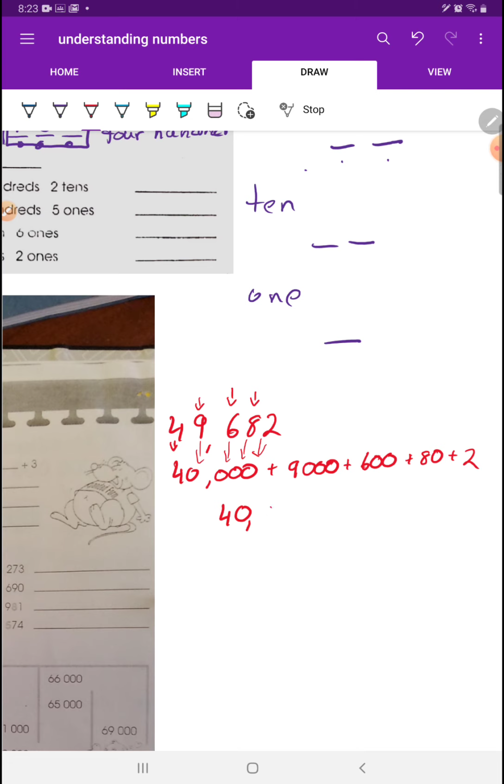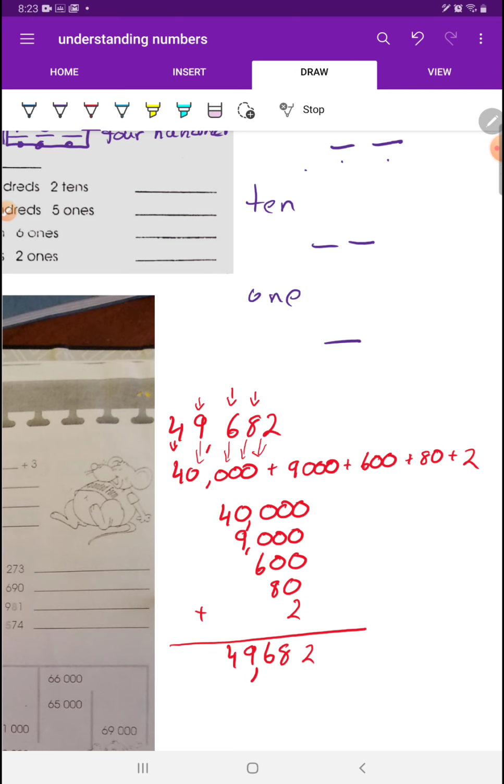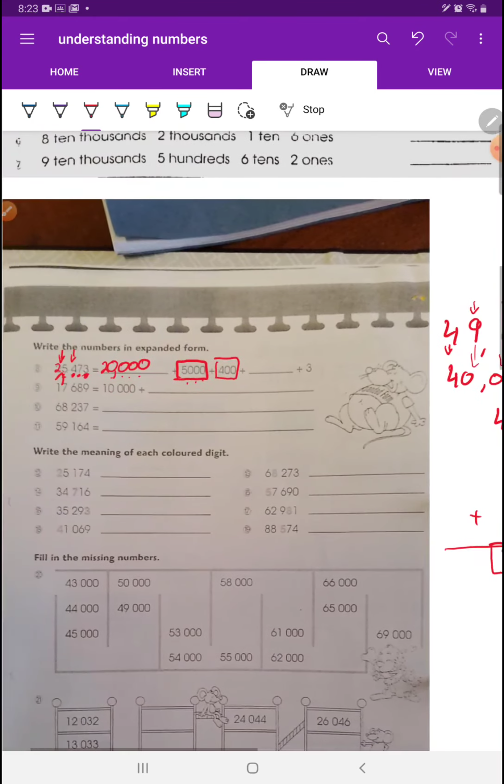And look at the magic of this. If I write this the other way, like this, all the numbers that I showed you, sorry, it was supposed to be 600 and I wrote 6,000. Look what happens when I add those up. 2, 8, 6, 9, 4. We get back to our original number of 49,682. Okay? Really simple. None of this is particularly tricky.